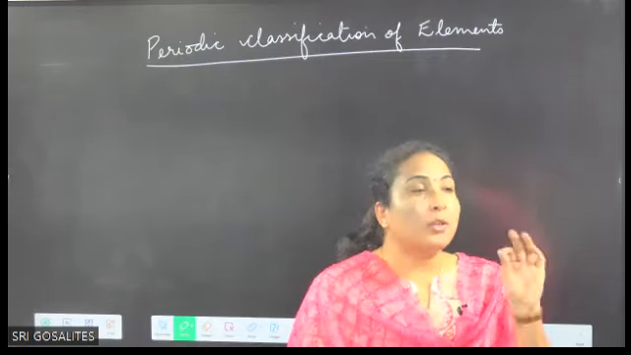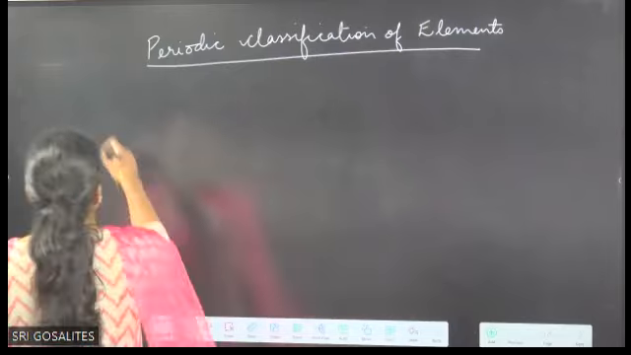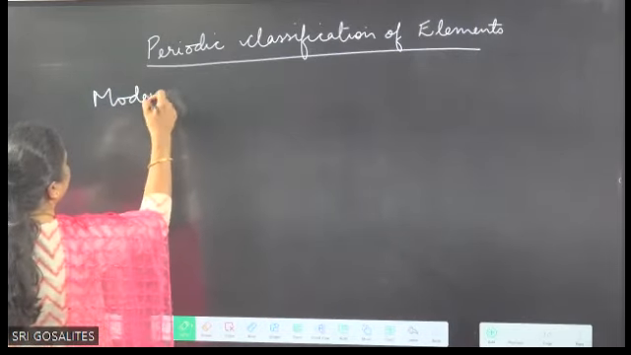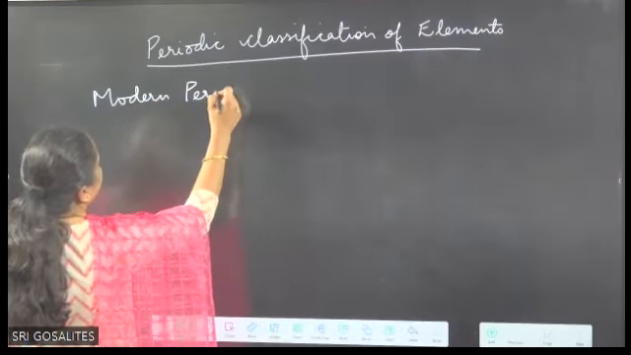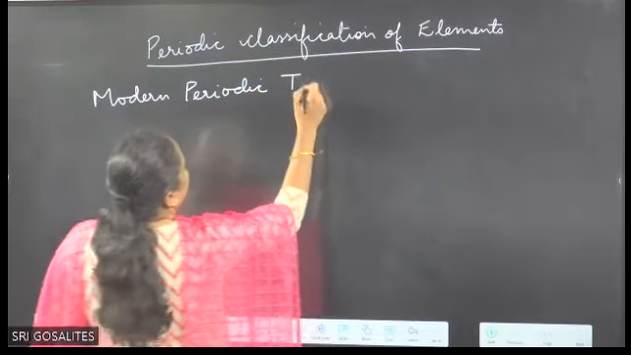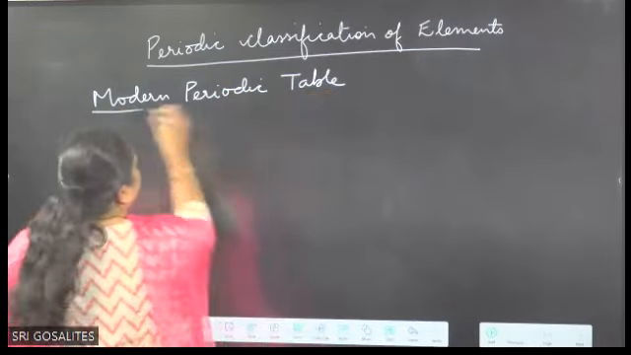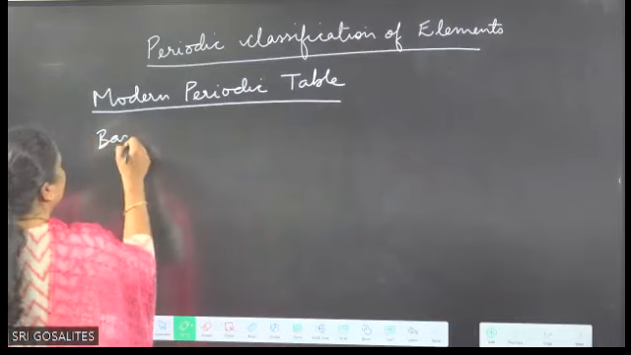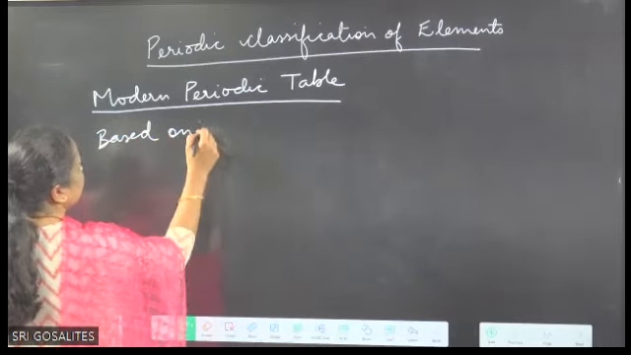Are we getting it? Now here, the main purpose is basically your modern periodic table, right? Now this modern periodic table, tell me it is based on which particular property? Based on what?